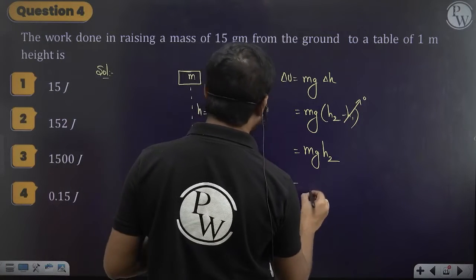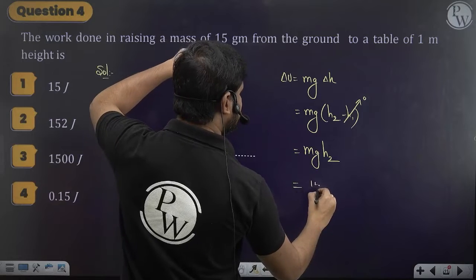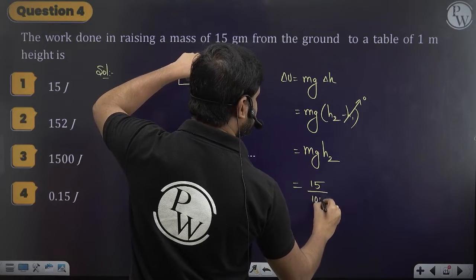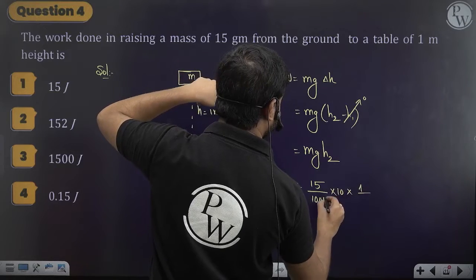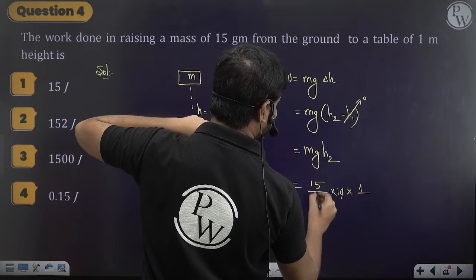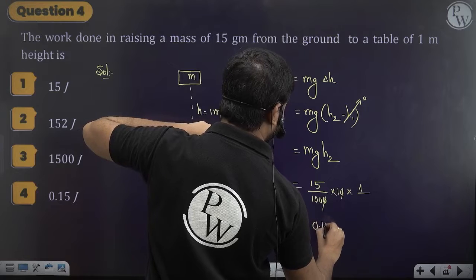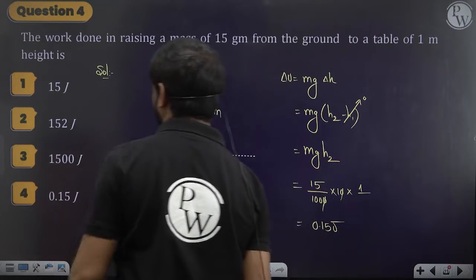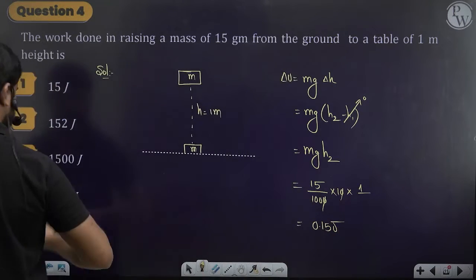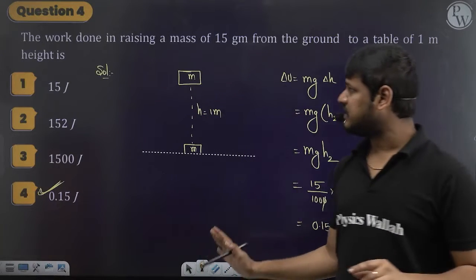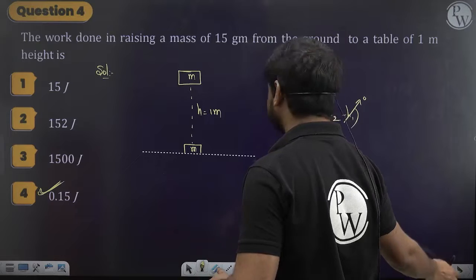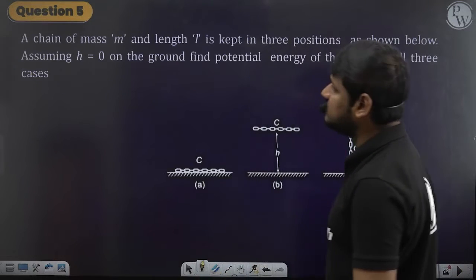So what is the mass? It is given 15 grams, converted to kg: 15 by 1000, g is 10, height is 1 meter. So 10 10 cancel. 15 by 100 means 0.15 joules. Clear, guys? Understood, everyone? This part? Chalo, so let's go for the next question.